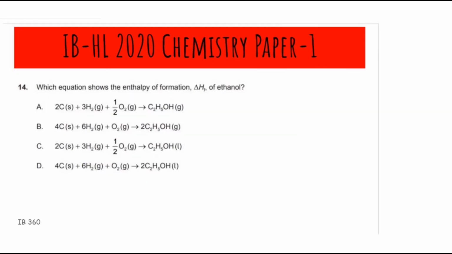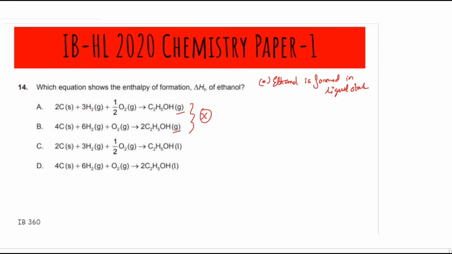Now moving on to question 14. It is a fairly simple question. We need to find the equation which shows the enthalpy of formation of ethanol. Some prerequisite knowledge is required to solve this question: ethanol is generally formed in the liquid state. But in A and B, ethanol is formed in the gaseous phase. So A and B are ruled out in this way.